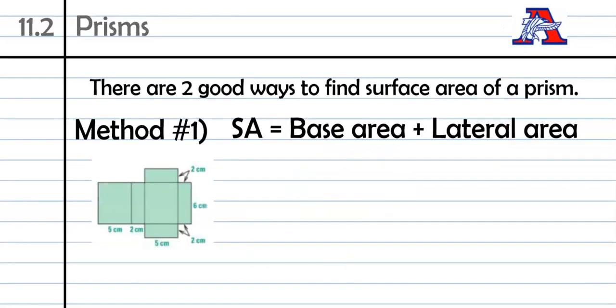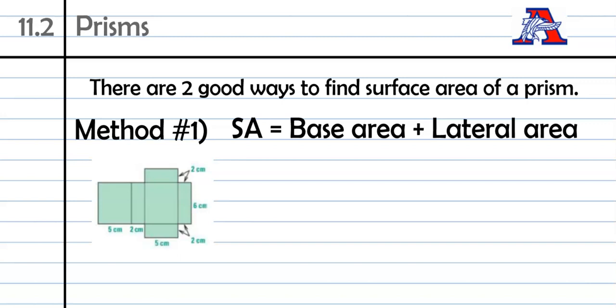Okay, so now moving into finding the surface area. Again, you've already done some of this, but we're just going to go through it one more time to make sure that everyone has the hang of it. There are two good ways that you can find the surface area of a prism, so I'm going to go through two different methods. Method number one is the most useful when you're just given a net, or if it's easy to decompose your prism into a net.